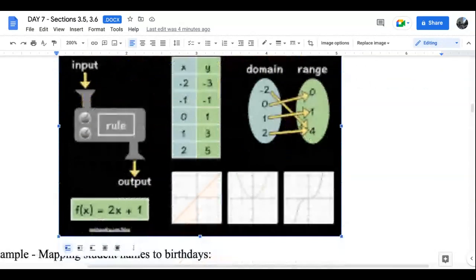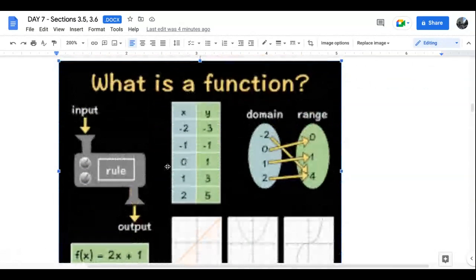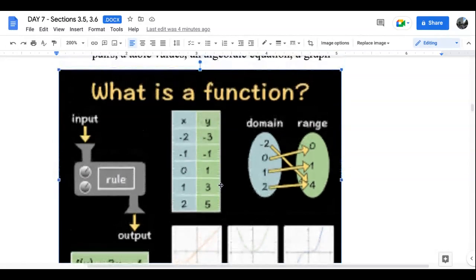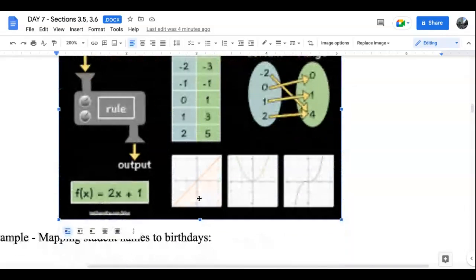Right? So let's see this one. This one includes a table of values. You see this x and y. X is -2, -1, 0, 1, 2. Y has values -3, -1, 1, 3, 5. We see the members of x are different, so that is a function. Or it can be represented as a graph, or as an equation, or sometimes just one statement, right?